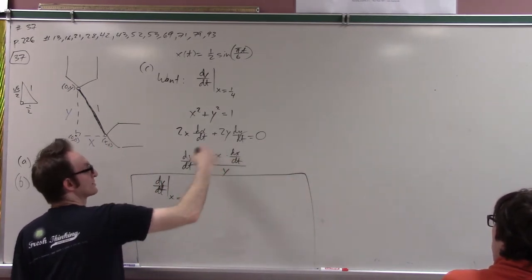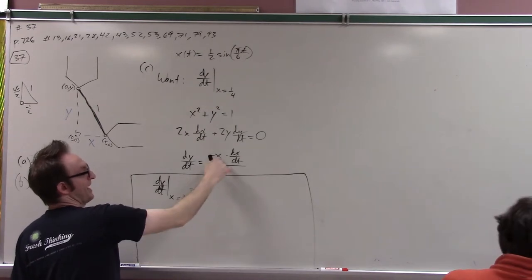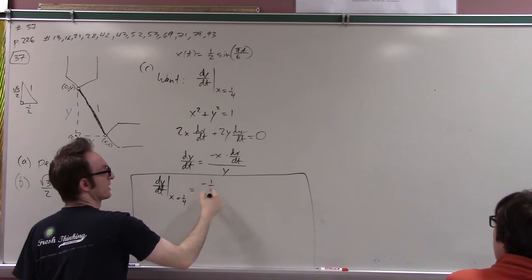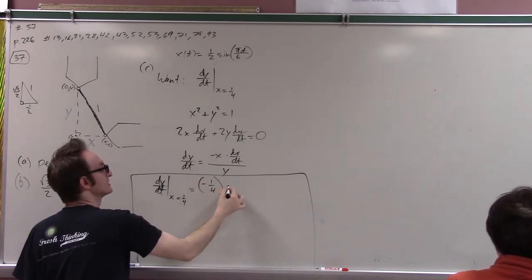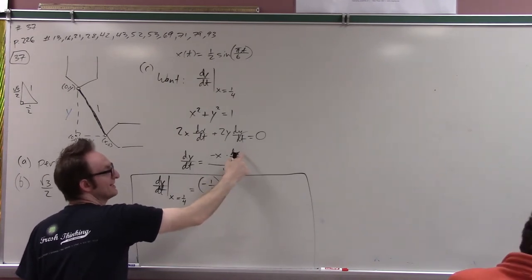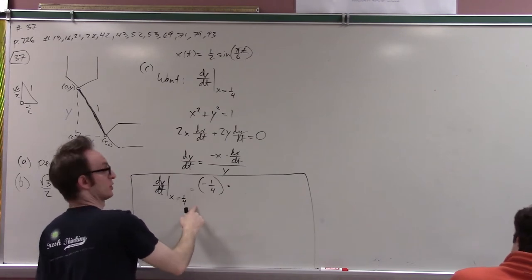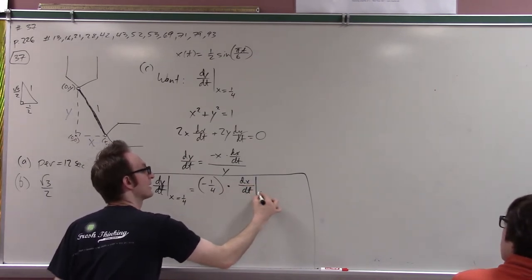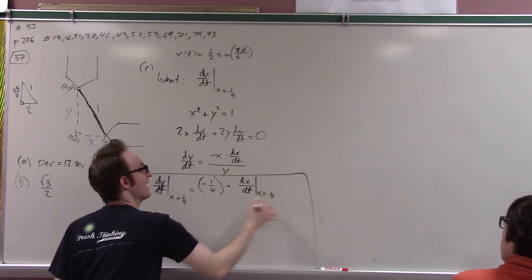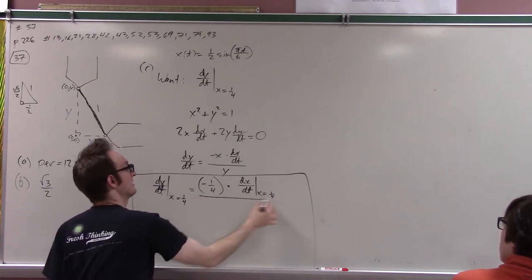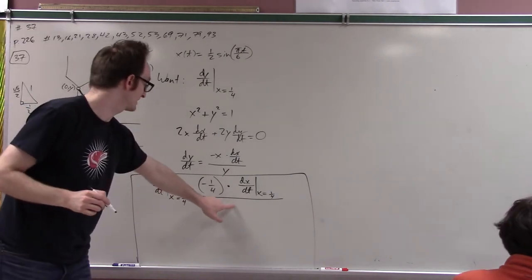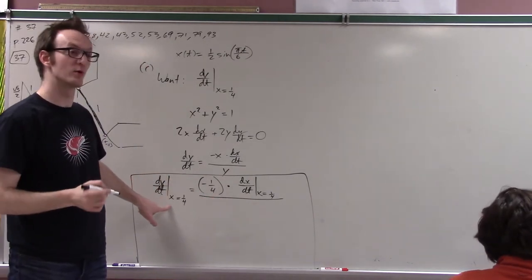It's going to be, according to my formula, whatever x is when x is 1/4, which is 1/4, times whatever dx/dt is when x is 1/4. I'm not sure what that is yet, so I'm just going to write that as dx/dt when x is 1/4. And I'll go back and try to figure out what that is. And then all over y. And what is y when x is 1/4?